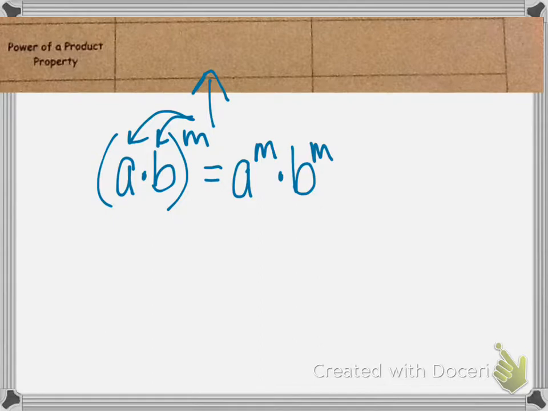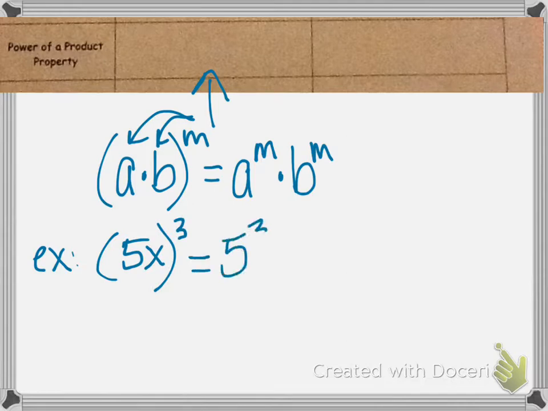So for example, let's say you had 5x to the third power. This would be 5 to the third power times x to the third power, which would give you 125x to the third power. It's another way to simplify. So that's the power of a product property, and that one's just for exponents. Next.